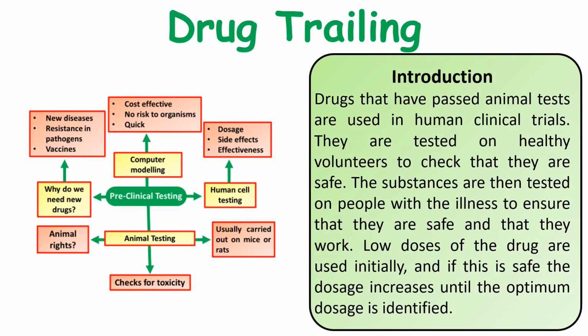Drugs that have passed animal trials then move on to human trials. They're tested on healthy volunteers to check that they're safe. The substances are then tested on people with the illness to see the dosage that they work at.